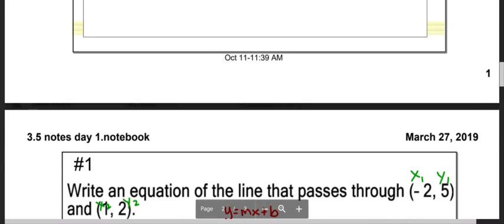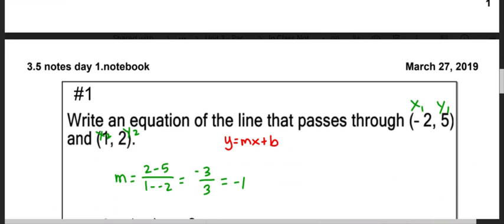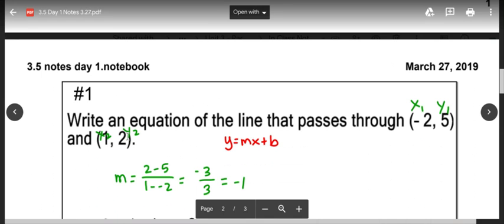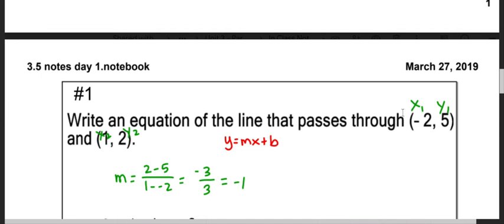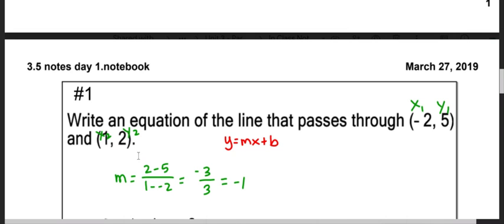So let's look at example number 1. It asks us to write an equation of the line that passes through negative 2, 5 and 1, 2. So we're going to go ahead and label these x1 and y1 as our first point, x2 and y2 for our second point. The first thing we're going to need to do is find the slope, because our end goal is to get it into slope-intercept form, y equals mx plus b.